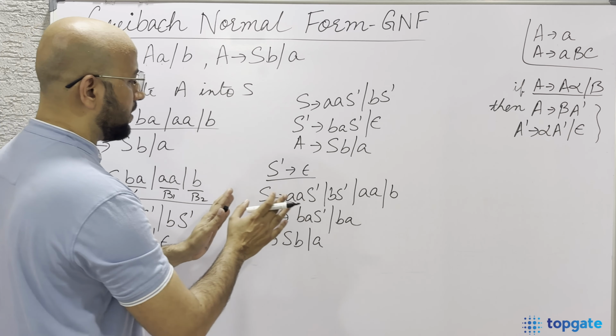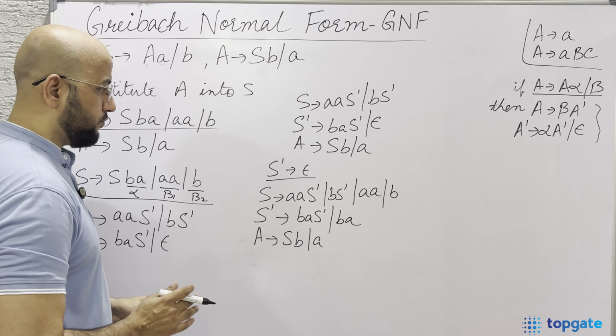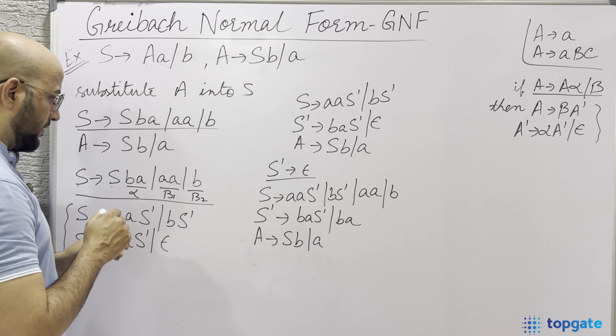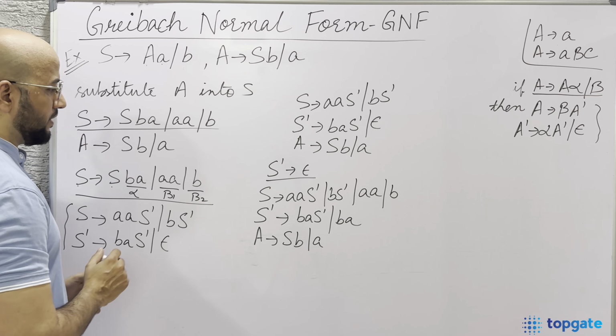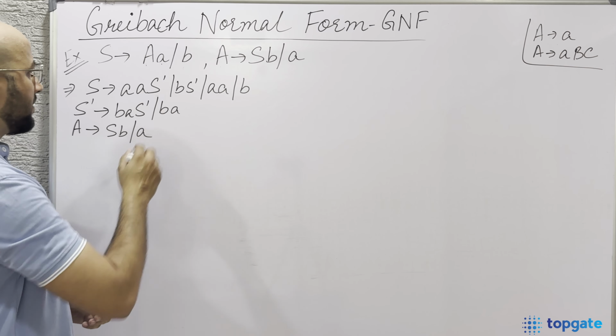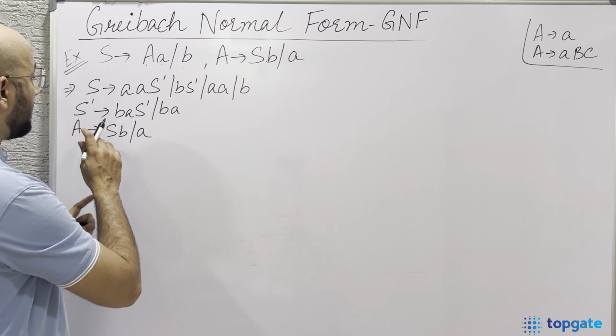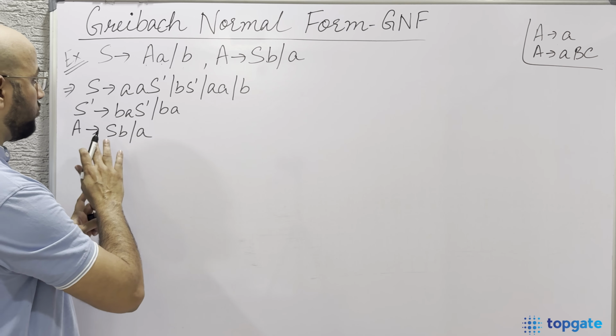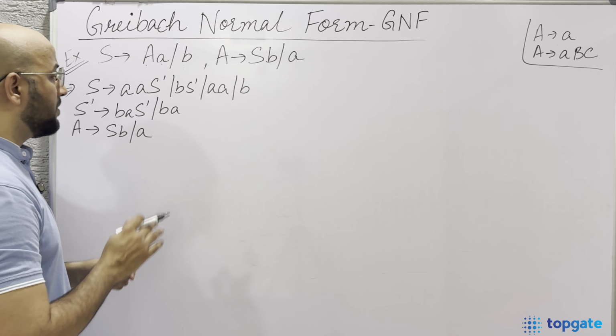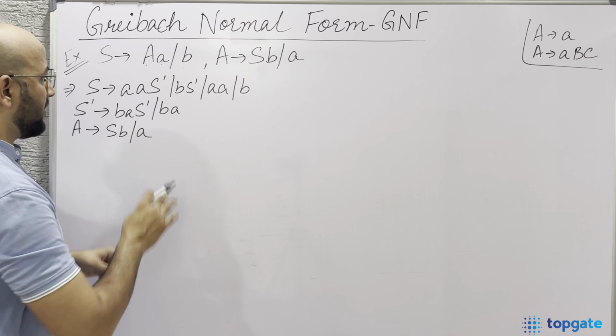Now I'll just convert this grammar into a GNF form. So first let's clear this board and then I'll tell you how to convert this into a GNF form. Now we have got this context free grammar, and in this one, if you can observe, we don't have any null productions, we don't have any unit productions, we don't have any useless symbols, and there is no left recursion as well.